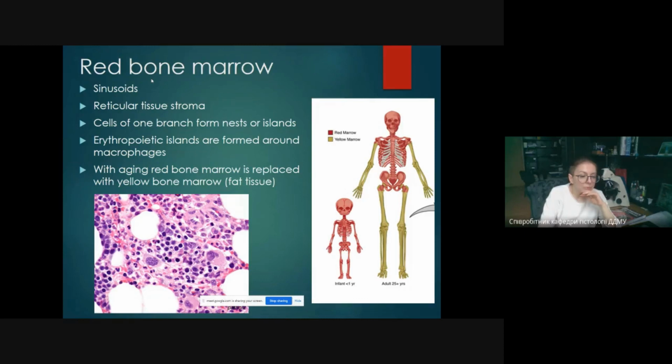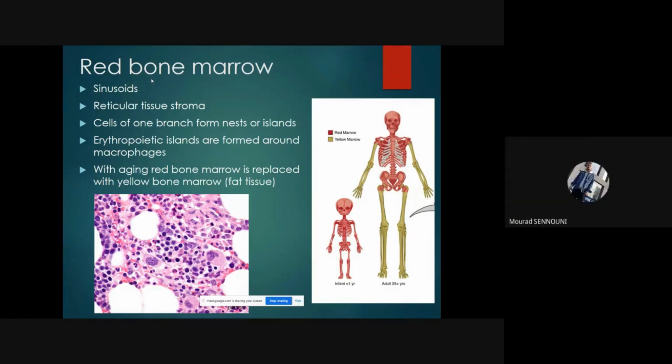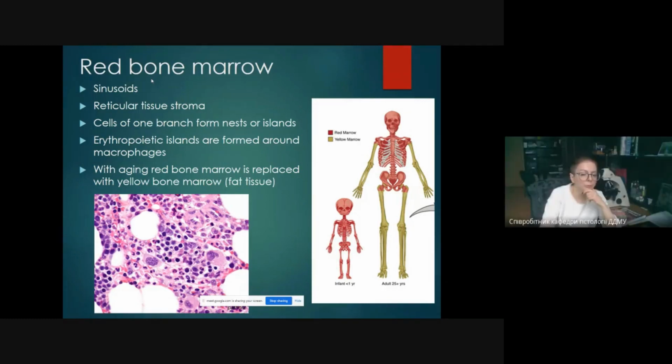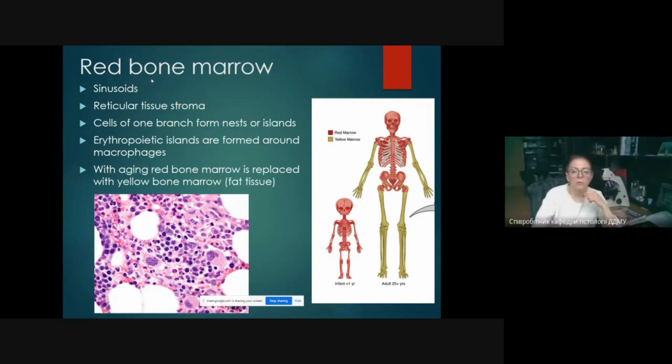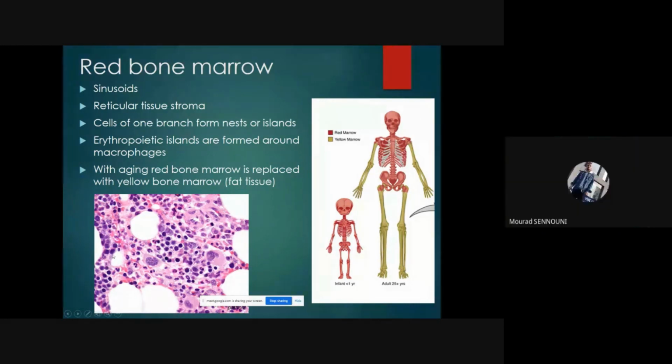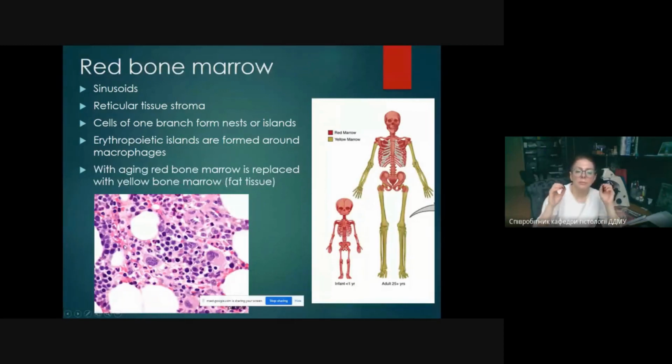Okay, so we'll return to this question at the end of the semester. But in general, you just need to associate the word sinusoids with red bone marrow. Can you give me the name of this picture? The lower part of this? This one? Yes, this one. This is the histological specimen of the red bone marrow.